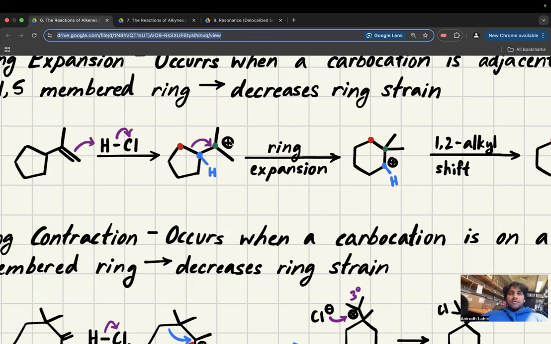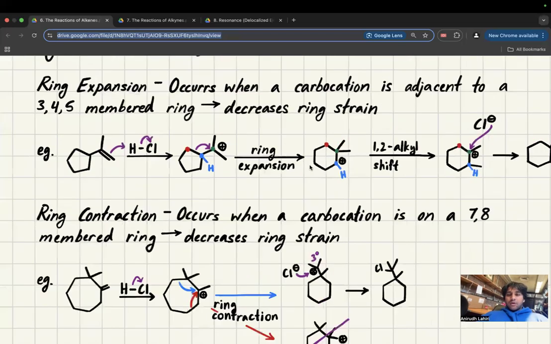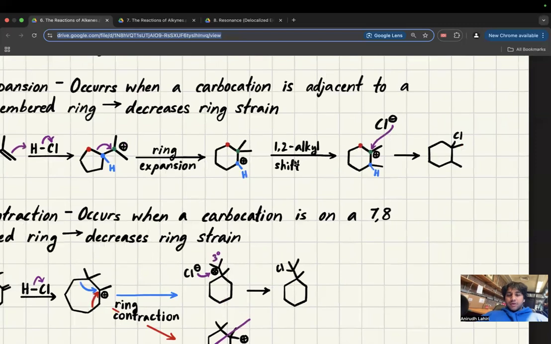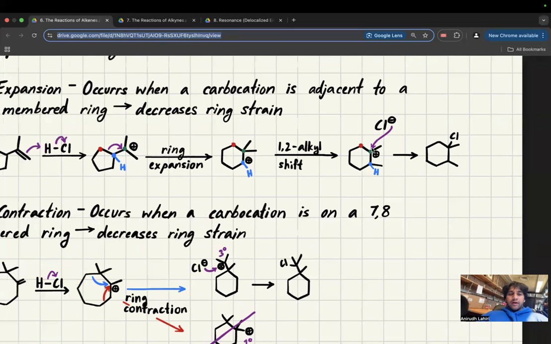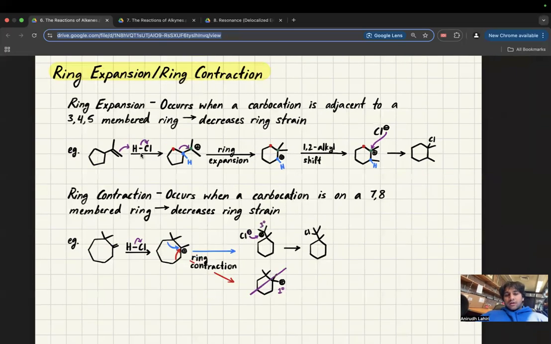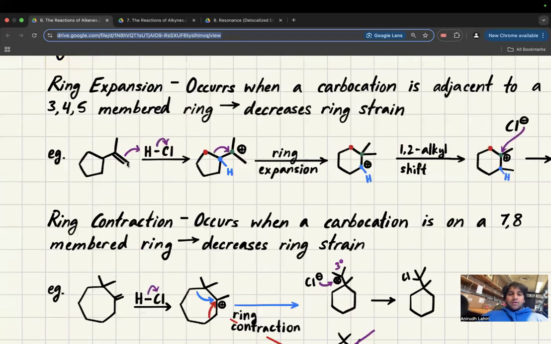So again, that's what's going on, right? This plus isn't shifting by itself. It's shifting as a result of what's going on here. 1,2 alkyl shift. We can do this to move this plus to a more stable position. We add the Cl here, right? So there's a lot more going on here than you might initially think, right? You might think at first like, oh, I just add the Cl here, the H here, cool, we're done.